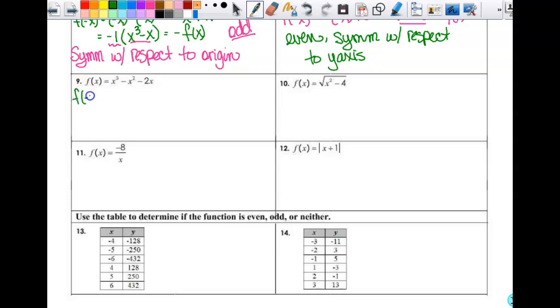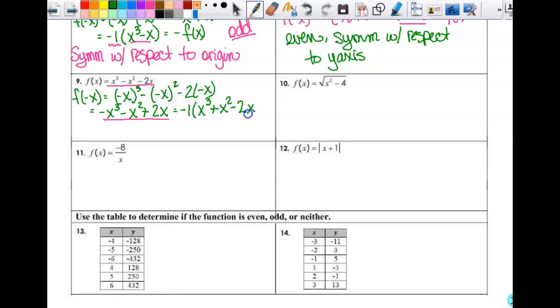I'm going to do f of negative x. That's equal to negative x cubed minus negative x squared minus 2 times negative x. So then that is negative x cubed. Then this will be a positive x squared, so minus x squared plus 2x. Okay, so since this does not match this exactly, I factor out a negative 1. So this is equal to negative 1 times positive x cubed plus x squared minus 2x.